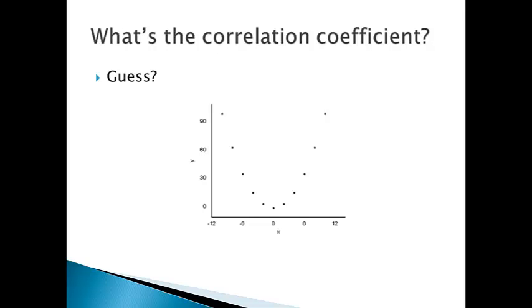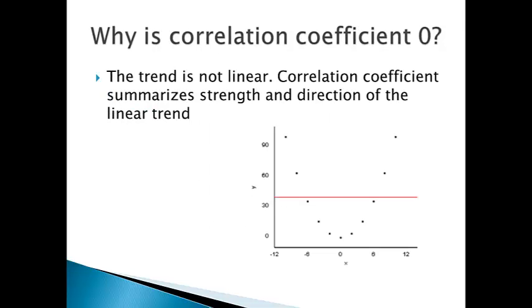You might say this scatter plot has a strong association, and it does. But the correlation coefficient is 0. Why is that? Well, because the trend is not linear. The correlation coefficient summarizes the strength and direction of the linear trend.